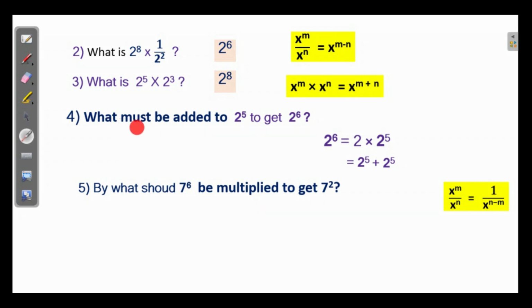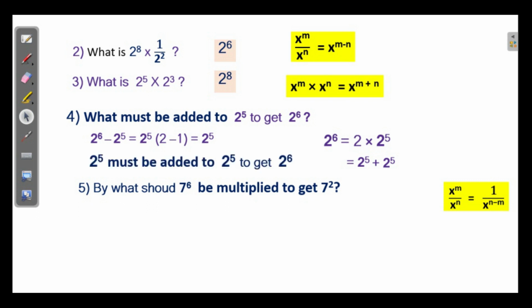What must be added to 2 raised to 5 to get 2 raised to 6? So subtract 2 raised to 5 from 2 raised to 6. That is 2 raised to 6 minus 2 raised to 5. 2 raised to 5 can be taken out from the bracket. So 2 raised to 5 into 2 is 2 raised to 6, and we can take out the 2 raised to 5 outside, and inside the bracket it is 2 minus 1. So the answer is 2 raised to 5. 2 raised to 5 must be added to 2 raised to 5 to get 2 raised to 6.